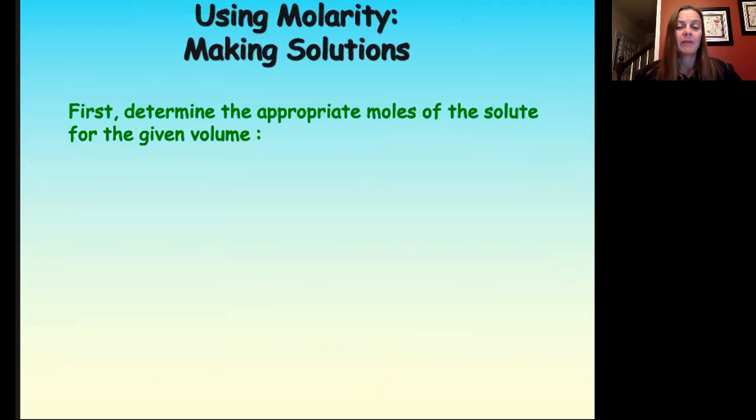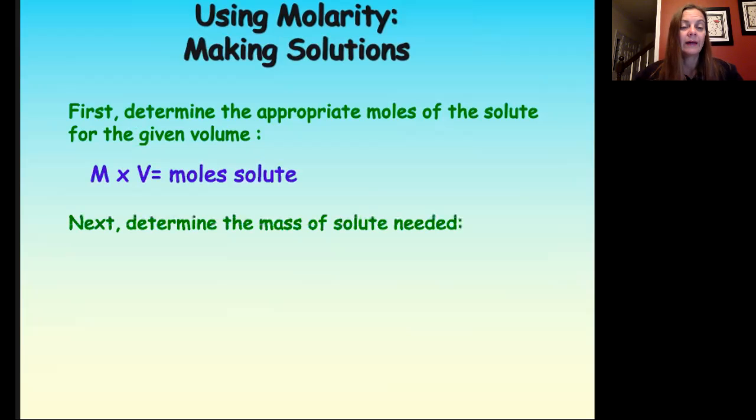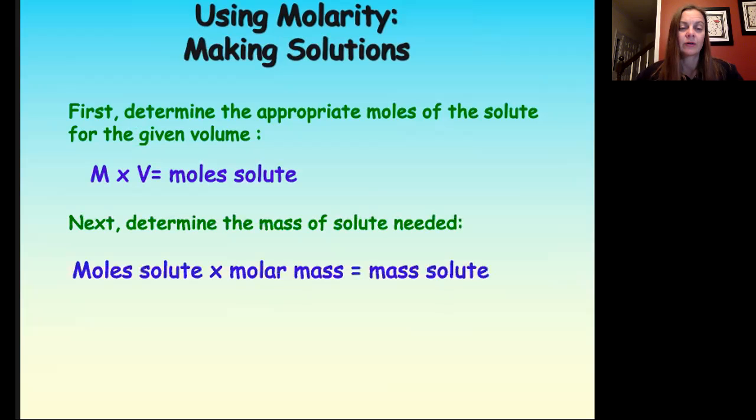Okay, now how do we make a solution? So if we're asked to go the other way, we're given a molarity and we're asked to figure out what mass we need to make that solution. So first we're going to determine the appropriate moles of solute for the given volume. So molarity times volume is going to give us the moles of solute. And then from there, we'll determine the mass of solute that's needed. So the moles of solute times the molar mass is going to give us the mass of the solute.